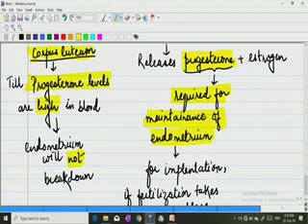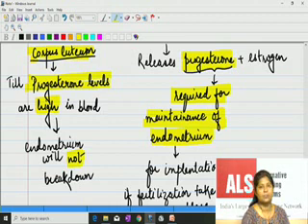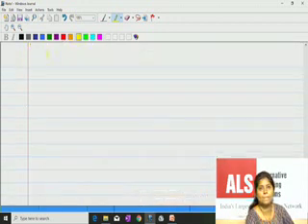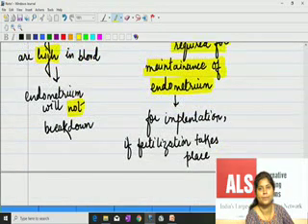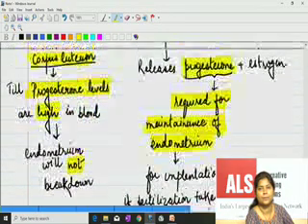Yes, Shillong, are we clear? Clear, children? Copied everything?